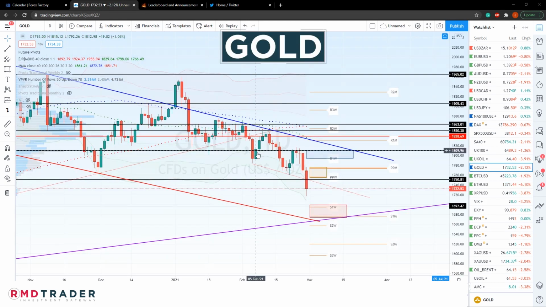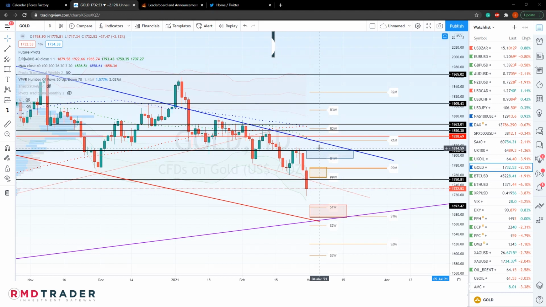We are now having a look at gold, and we are on the daily time frame. Last week saw gold continue to trend lower with support at 1,750 failing on Friday, and is now targeting the lower support levels of somewhere between 1,700, which is around our weekly S1, and our monthly S1, which coincides with that major diagonal support line, and that would be at about 1,675.